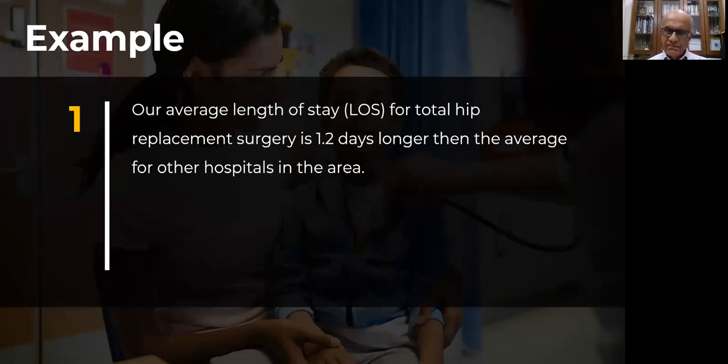It names a specific procedure, the hip replacement. Two, it also talks about the length of stay. It's observable because you can find in records the number of days of stay. It's measurable because we're talking about how many days.